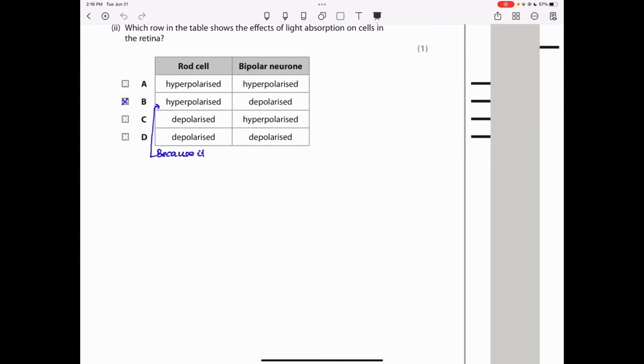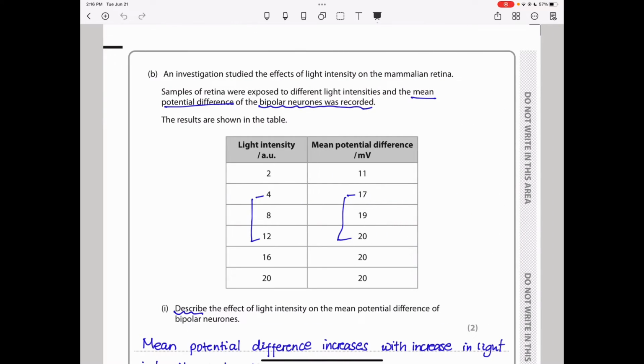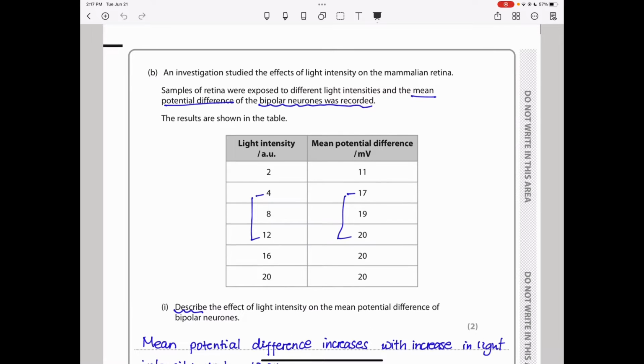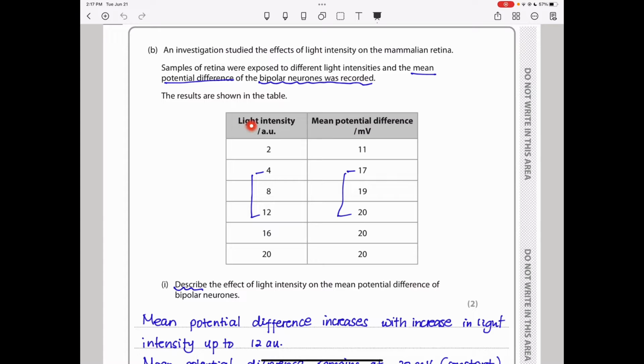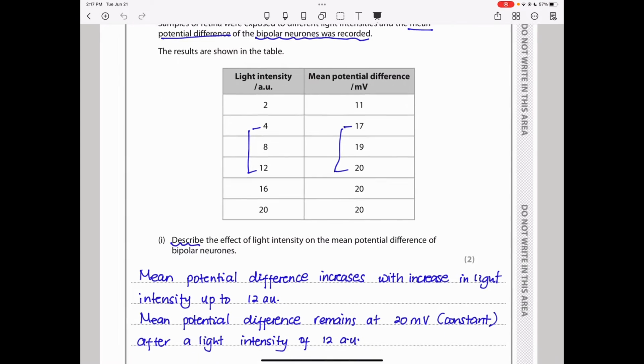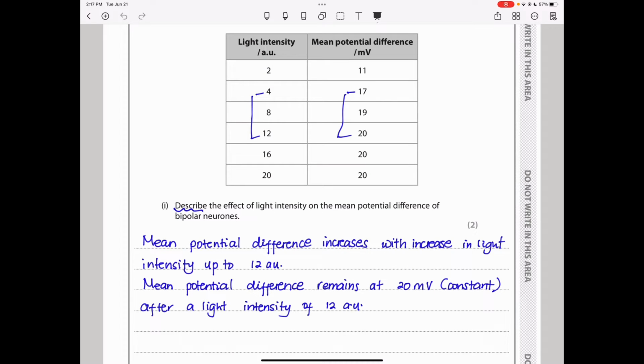I will go to the next page. They say an investigation studied the effect of light intensity on the mammalian retina. Samples of retina were exposed to different light intensities, and the mean potential difference of the bipolar neurons was recorded. The results are shown in the table. So here we have the light intensity, and then we have the mean potential difference.